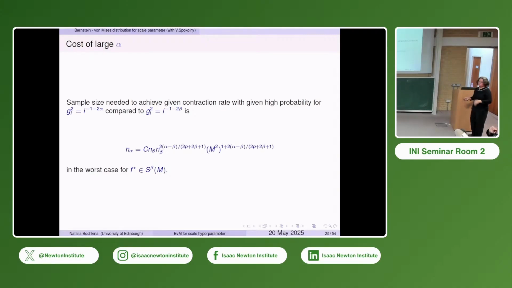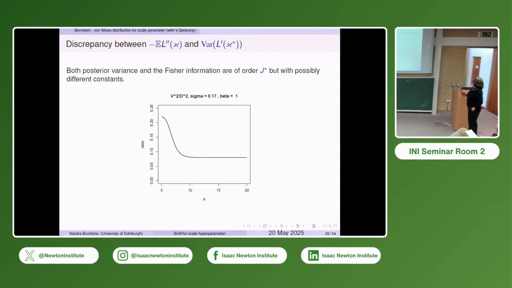So although we do have adaptation, so in principle you can think, oh, why don't we choose alpha like a million, right, or something like that, and it will always work, but that's the cost. So let me see.